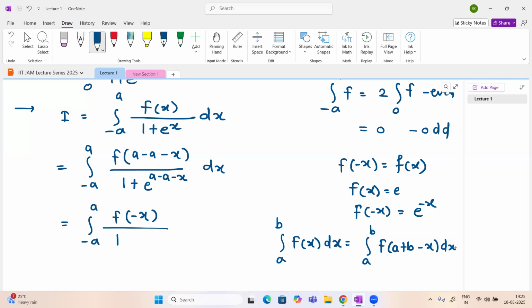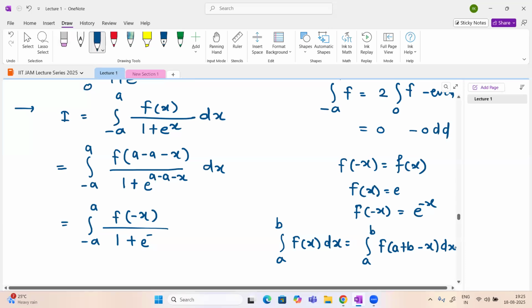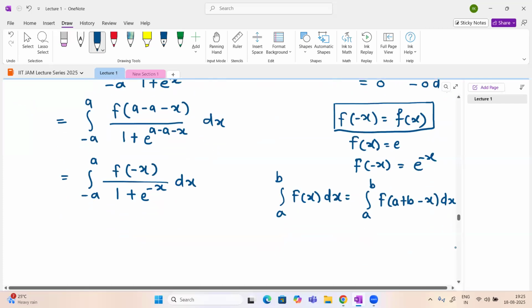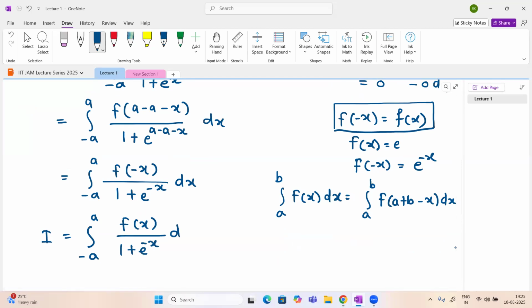Understood? And in the denominator, what will happen? In the power also, this a and minus a will get cancelled, e power minus x. But they have already told us the function is even. So therefore we can write f of minus x is the same as f of x. Agree? So minus a to a, the function is even, so that's why I'm writing f of x upon 1 plus e raised to minus x dx.